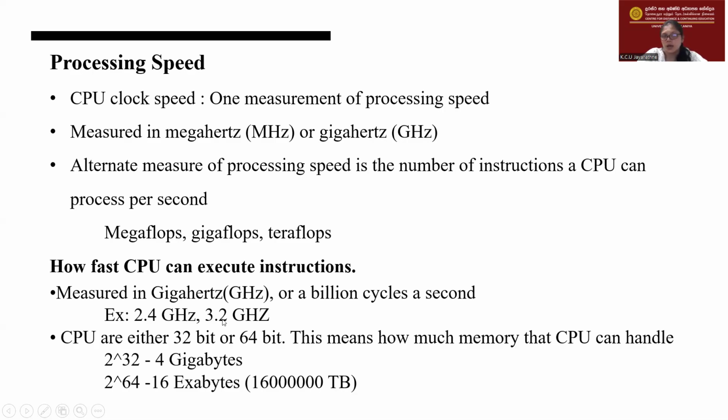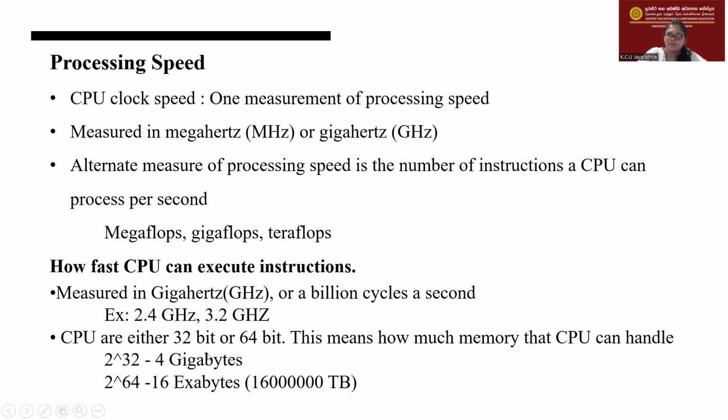Mostly, CPUs are either 32 bits or 64 bits. This means how much memory that CPU can handle. When it comes to 32 bits, it means 4 gigabytes. When it comes to 64 bits, it means 16 exabytes.